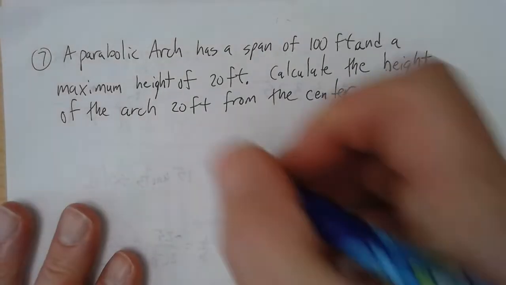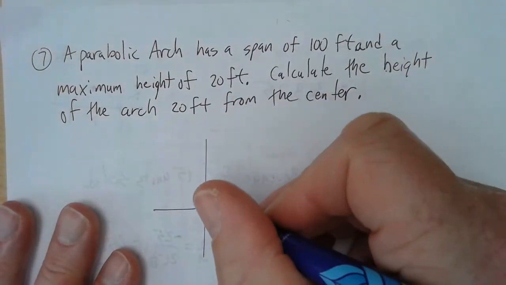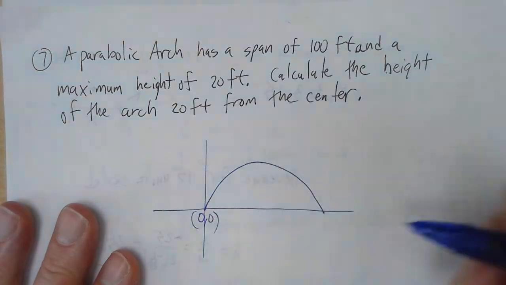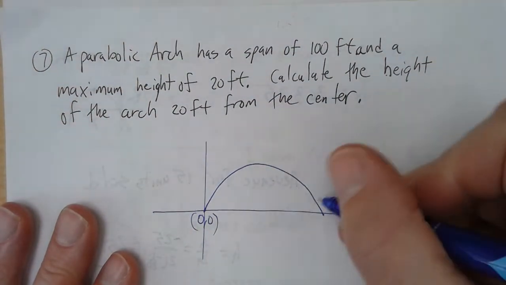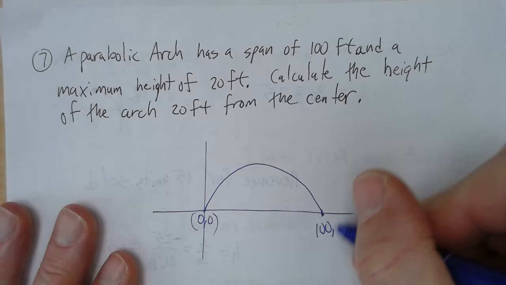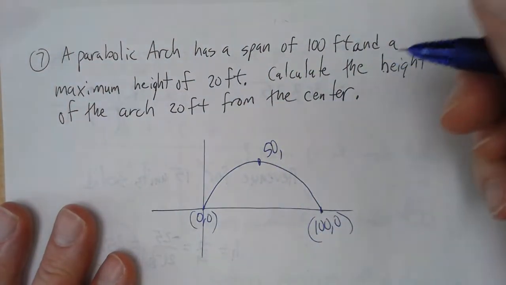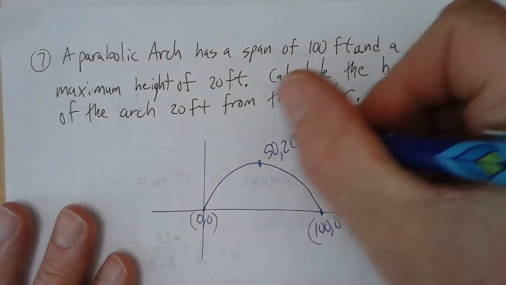So, parabolic arch. It looks like this. I'm going to make 0, 0 here in the corner. I think that works out better for this one. It spans 100 feet, so this is 100, 0. And the center would be 50 over. And then it's as high as 20 feet, so it'd be 20 high.